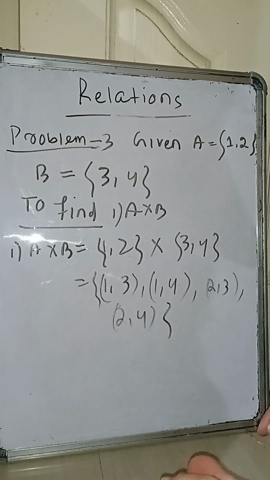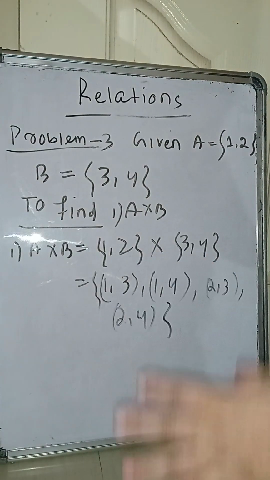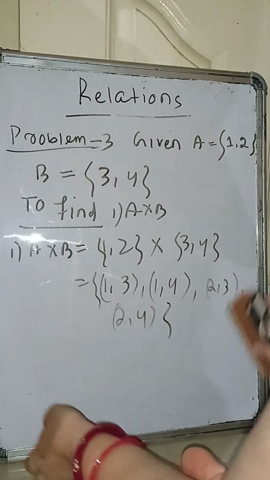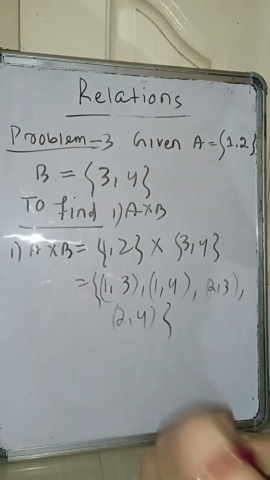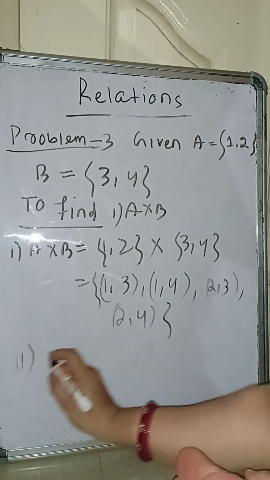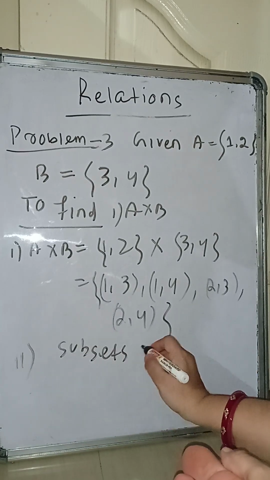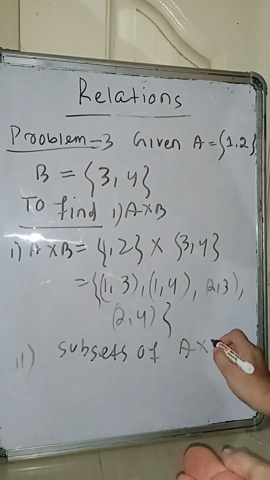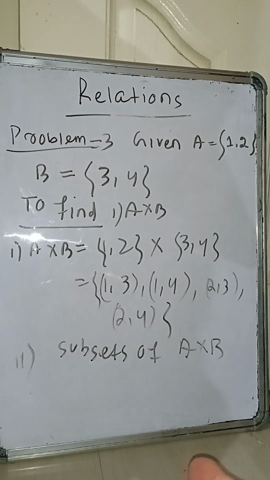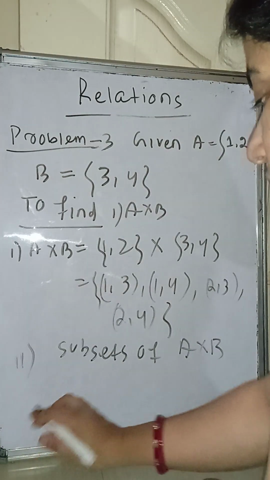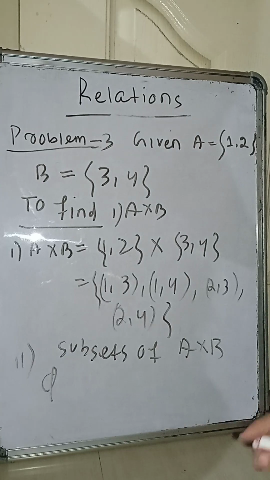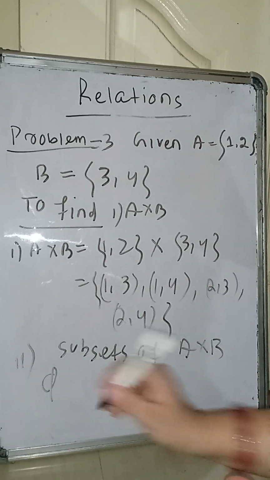After finding A cross B, your next question is to find the subsets of A cross B. You have to find the subsets of this Cartesian product of two sets. You know the Cartesian product of two sets is a set, so you can find its subsets. In general, an empty set is a subset of every set. Phi is a subset of every set.